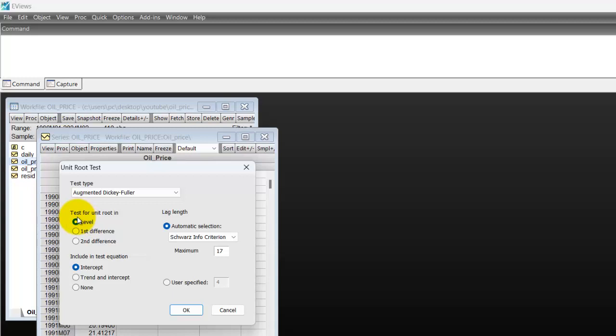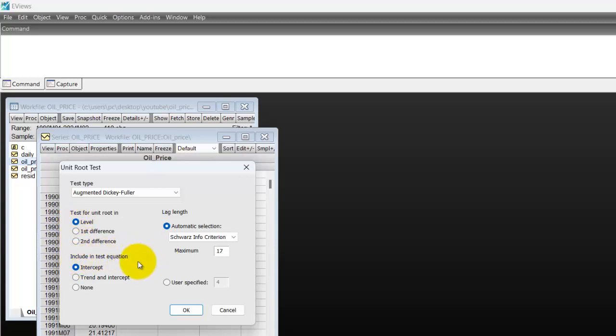Now, here you will see that we have tests for unit root in level, first difference and second difference. This second difference is not common, particularly in economics. So we'll start with test for unit root in level, which is also known as I(0).